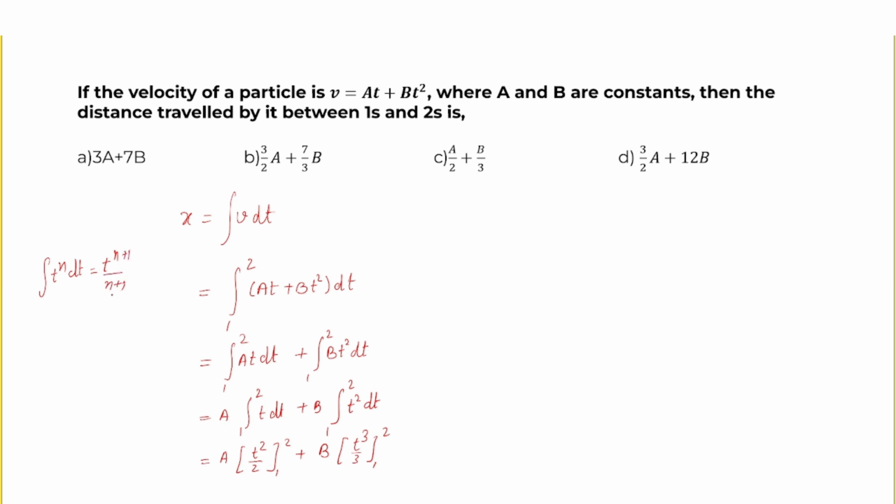Now here this will be equal to a, and when you put in the upper limit, it will be how much? Let me do it on the other side over here. So let's see, x will be equal to how much? a, and putting the upper limit, 2² = 4, so 4/2, minus 1²/2, plus b into 2³, which is 8/3, minus 1/3. Now 4 minus 1, that is 3/2 a plus 7/3 b.